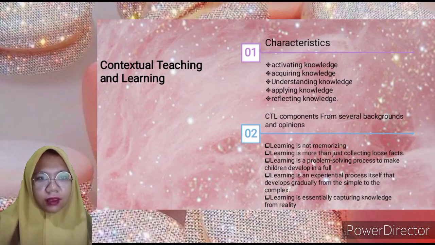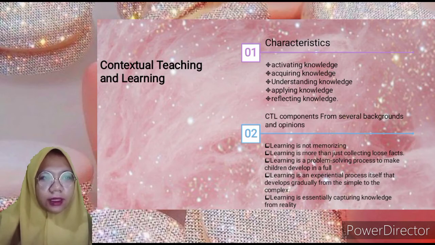And then the third is learning is a problem-solving process to make children develop fully, not only in intellectual development, but also in mental and emotional development. And then learning is an experiential process itself that develops gradually from the simple to the complex. And then the last is learning is essentially capturing knowledge from reality. Therefore, the knowledge obtained is knowledge that has meaning for the children.